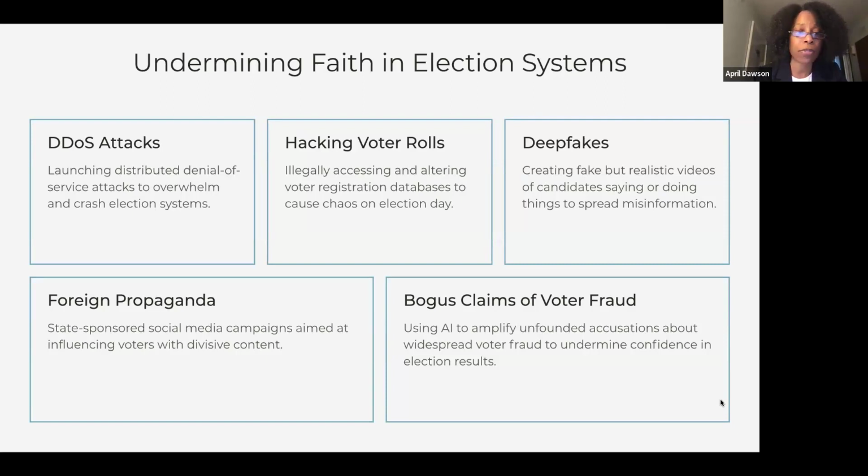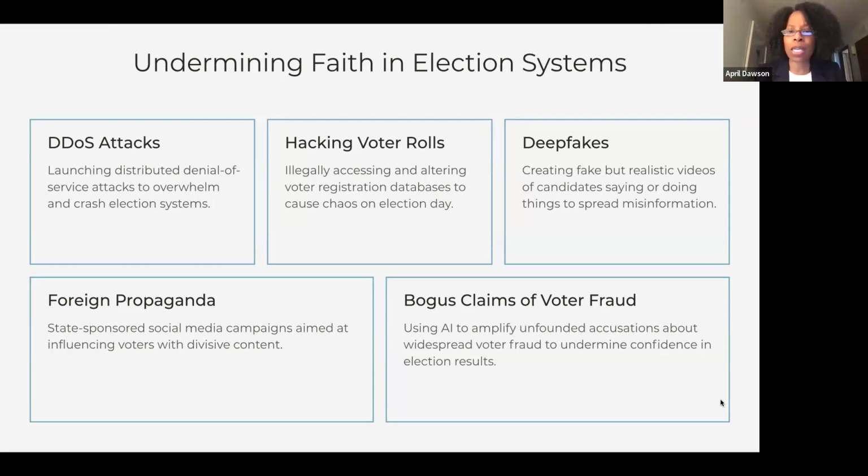Deep fakes, we've already talked about that. Foreign propaganda, just want to underscore this again, right? There were stories recently in the news, right, about Russian propaganda, Chinese propaganda, and this is not a surprise, and we know that it will happen. So how do we make sure that we have measures in place to mitigate against that?